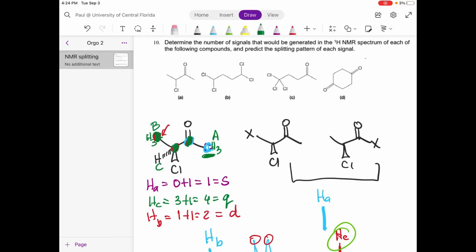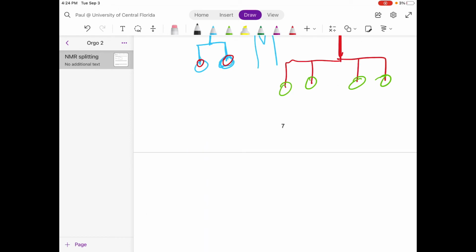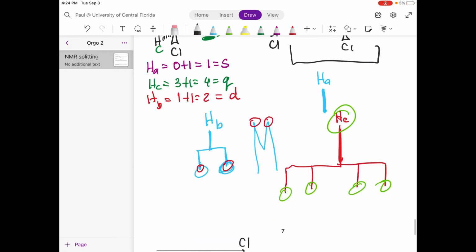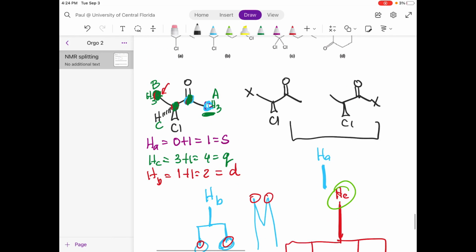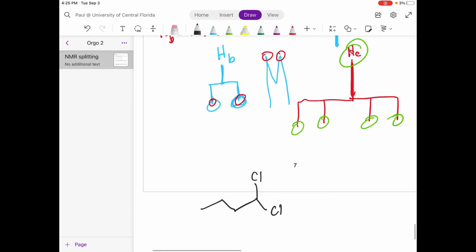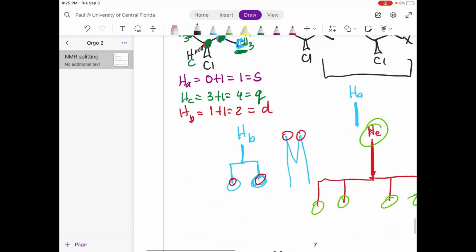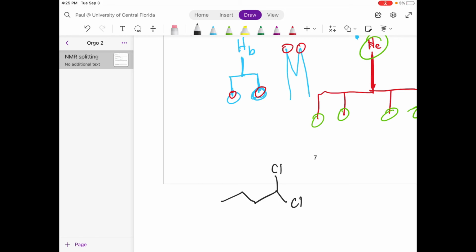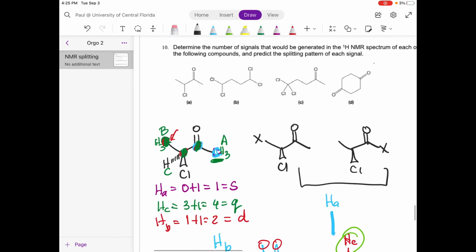1, 2, 3, 4. So is this the molecule of interest? I'm doing a recording. Okay, thank you. Okay, so I believe that's the molecule.